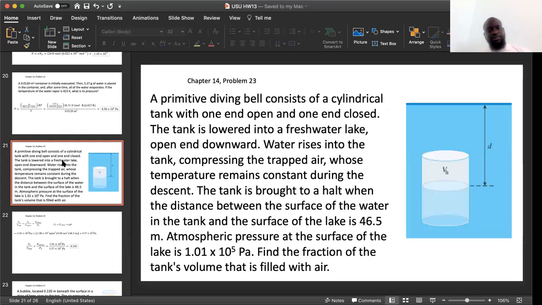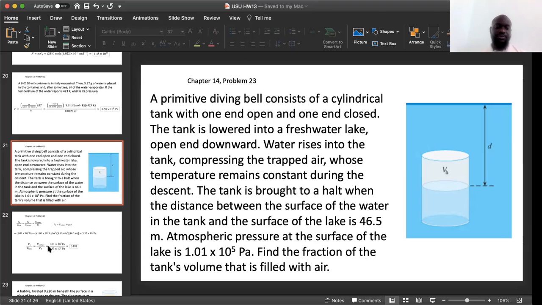Next one, chapter 14, problem 23 says a primitive diving bell consists of a cylindrical tank with one end open and one end closed. The tank is lowered into a freshwater lake, open end downward. Water rises into the tank, compressing the trapped air, whose temperature remains constant during this descent. The tank is brought to a halt when the distance between the surface of the water in the tank and the surface of the lake is 46.5 meters. Atmospheric pressure at the surface of the lake is 1.013 times 10 to the 5. Find the fraction of the tank's volume that is filled with air.